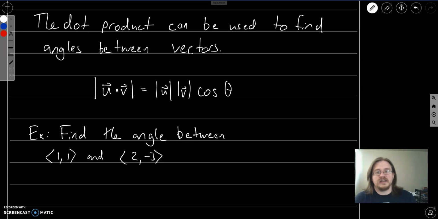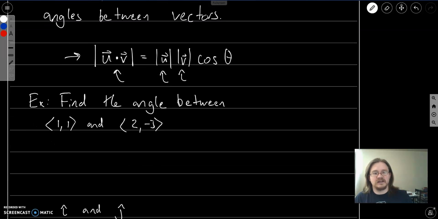So here's perhaps one of the most useful formulas from this chapter. We can take the dot product of two vectors, and this is going to be equal to the length of the vectors times the cosine of the angle between them. So right away, if we are given two vectors, we can find their dot product pretty easily. We can find their lengths pretty easily, so we can find the angle between them. So let's do that for a couple of these guys.